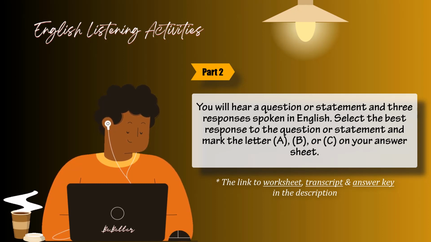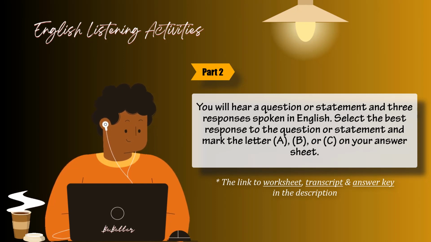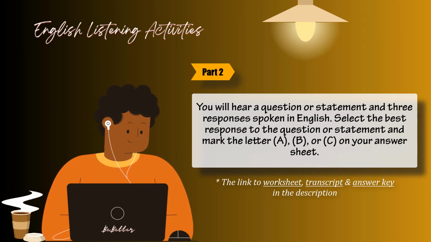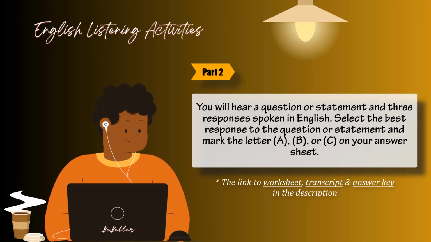Number 37. Would you prefer to work with a team or by yourself? A, I usually work independently. B, He lives by himself. C, There are 5 members.